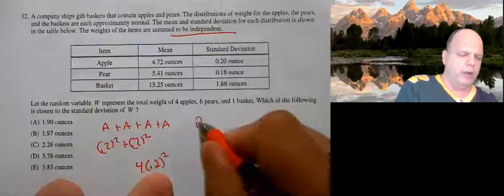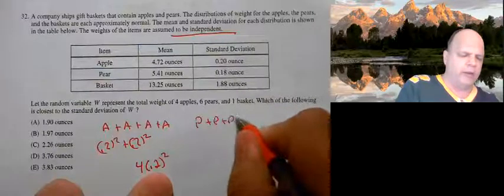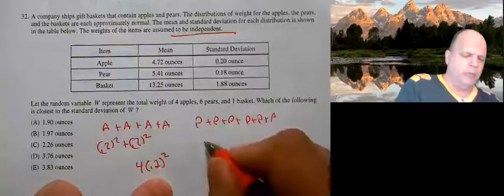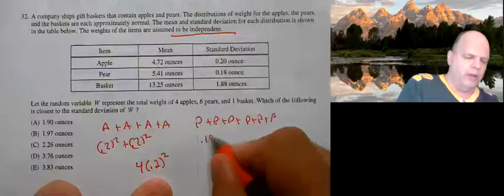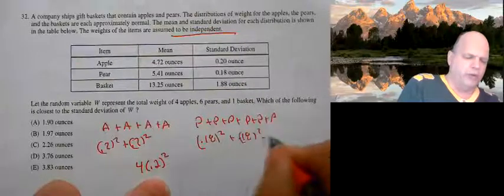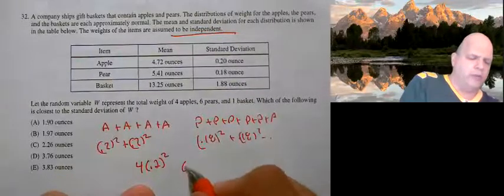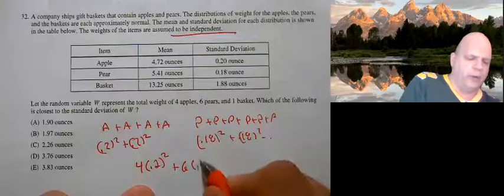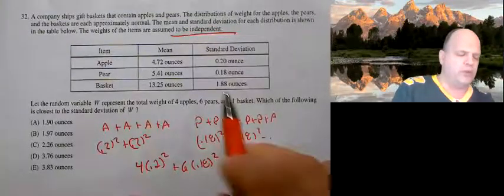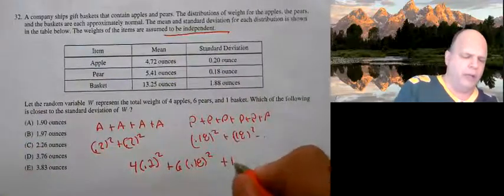And with the pears, I actually have to do this technically 6 times. So that's going to be 0.18 squared plus 0.18 squared. And pretty soon I get smart and go, how about you just do plus 6 times 0.18 squared? Unfortunately, we only have the 1 basket. So plus 1.88 squared.